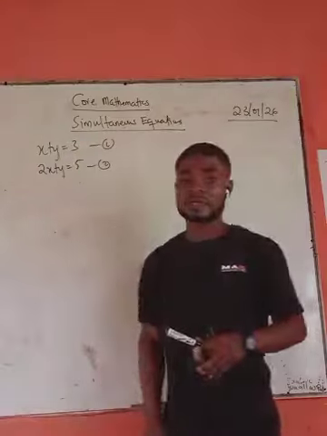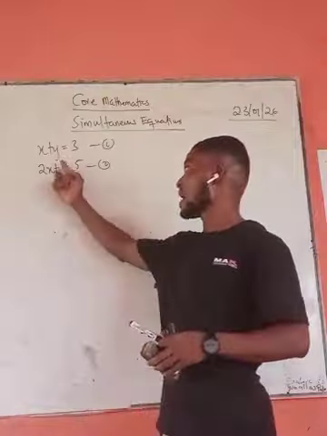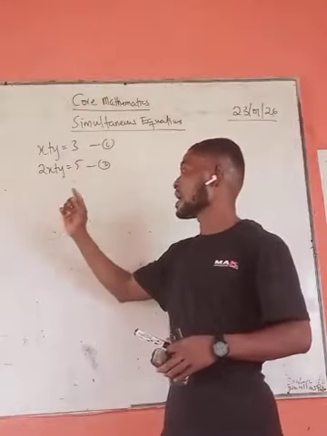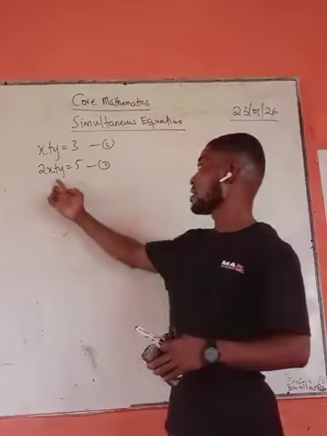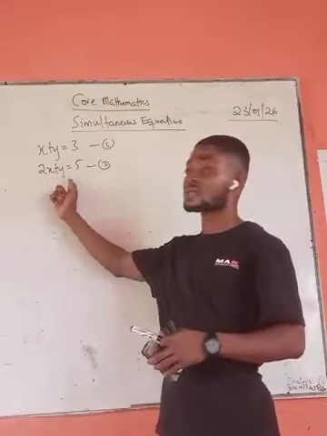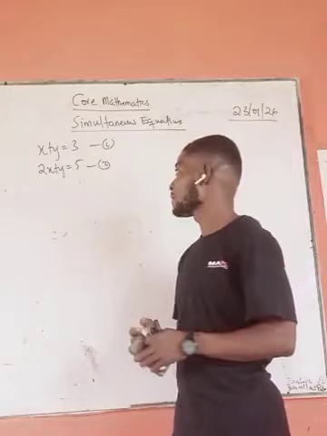I have two equations on the board. Equation 1 reads as x plus y is equal to 3, and equation 2 also reads as 2x plus y is equal to 5.